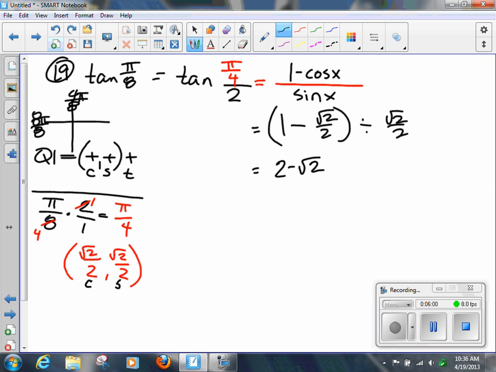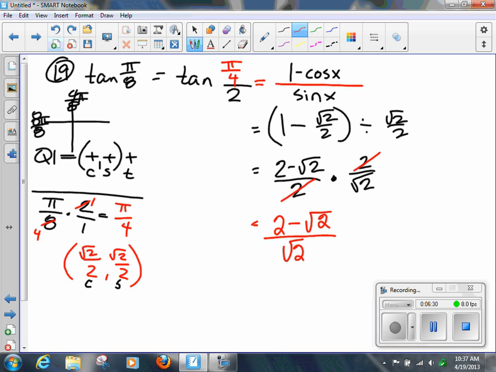And then what do? 2 minus root 2 over 2 times who? 2 over root 2. Now, what happens? 2's cancel. What about these root 2's? No. I can't touch this binomial. They're holding hands, so to speak. So we're going to have 2 minus root 2 over root 2.